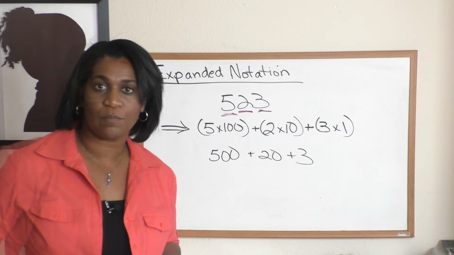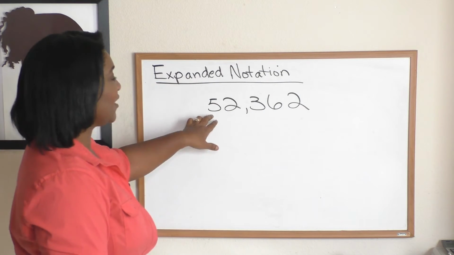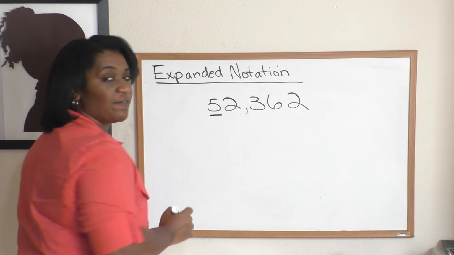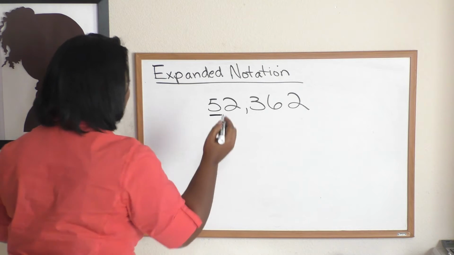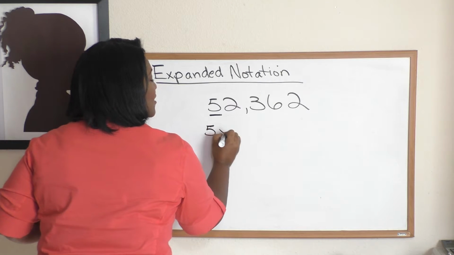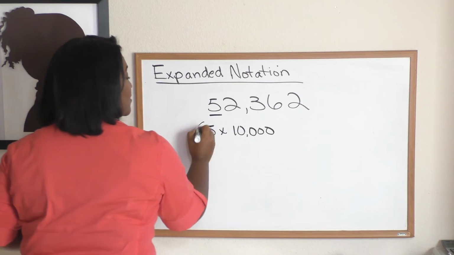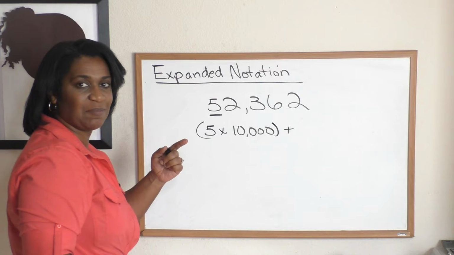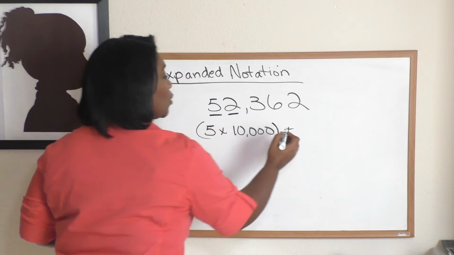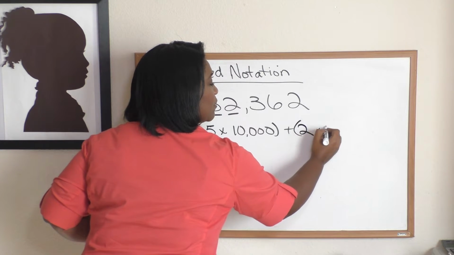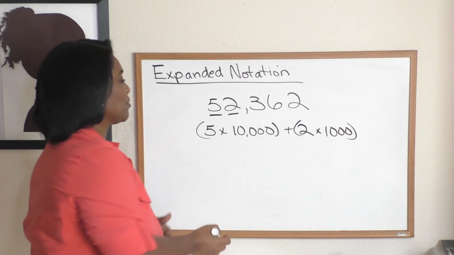Let's try another example. This time I've given you a little bit of a bigger number. So let's start on the left here, and let's start with the 5. The 5 is in which column? The 10,000s column. Good job. So we're going to do 5 times 10,000. We put it in parentheses. Plus, let's keep moving. We're on to the 2. The 2 is in the thousands place. So 2 times 1,000. You with me? Let's keep going.